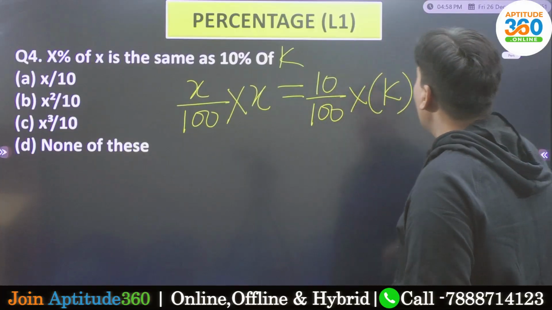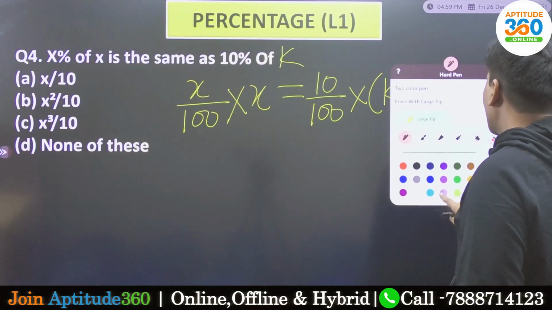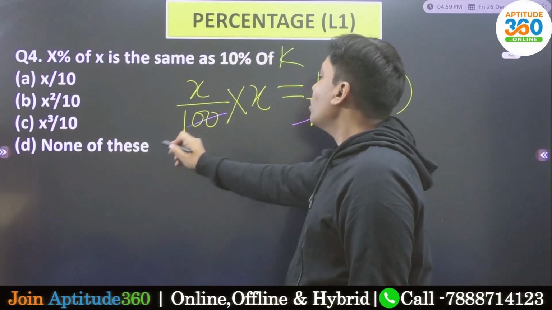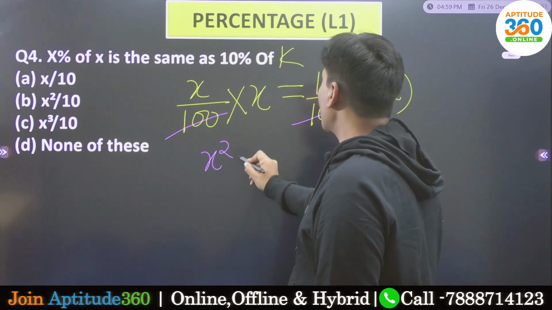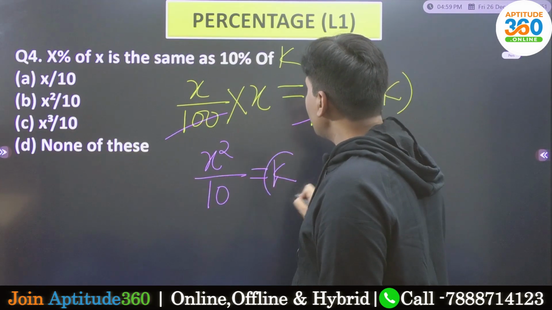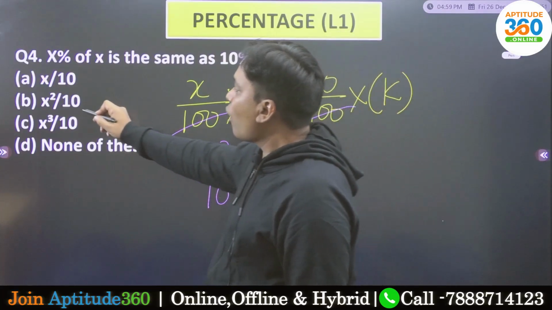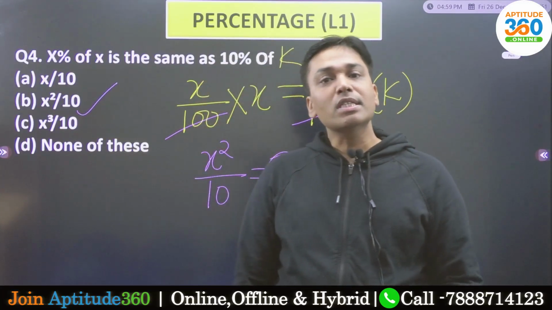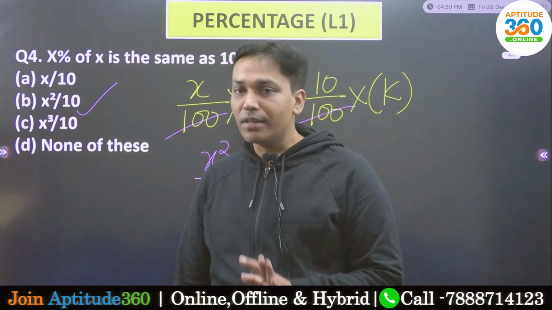Simple. अब आप ये देख लो कैसे सिंप्लीफाई करोगे आप. 100 and 100 are gone. So what do you have? x square upon 10 is equal to k. आपको यही तो वैल्यू निकालनी थी. क्या निकल के आ गया? ऑप्शन नंबर बी, विच इज x square upon 100%.